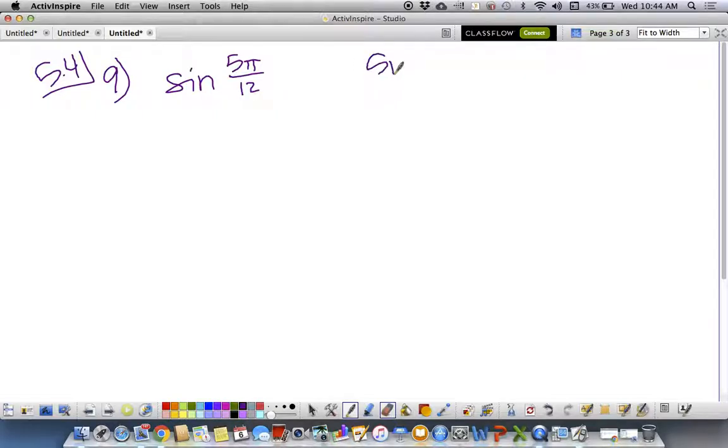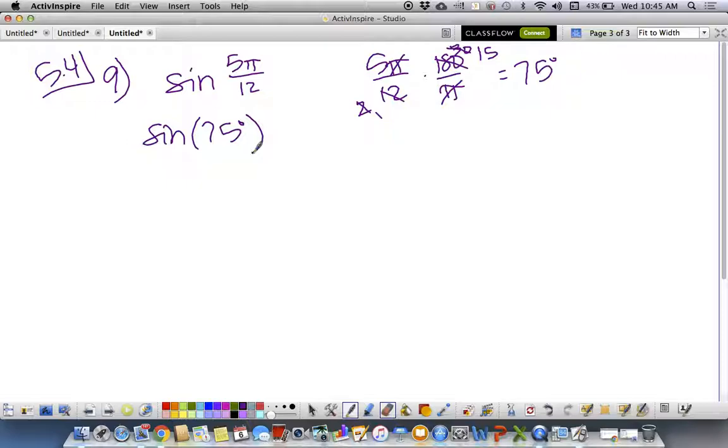So I'm taking 5 pi over 12 and converting it. So 180 over pi. These are going to cancel. These reduce, 12 will go into, let's just do 6. 6 goes into 12. 2 times 6 goes into 80. So this will reduce again. So it's 15. 5 times 15, I think, is 75. So really this is asking me what is sine of 75 degrees. And then I'm working it just like I normally would. I'm doing a 45 and 30, which is the pi over 4 and the pi over 6.